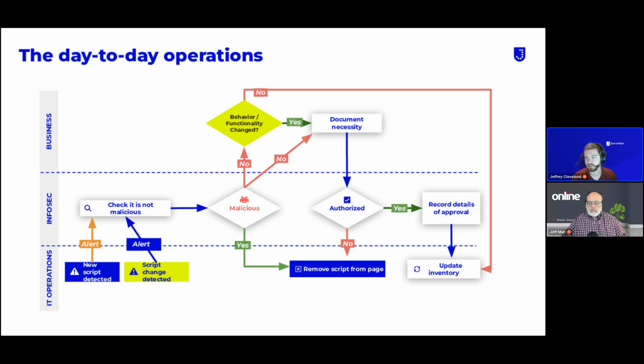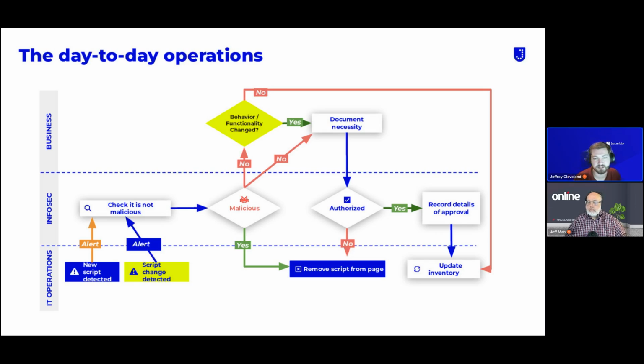And that allows us to document why it's there. And then we can make the decision over in InfoSec, are we going to authorize the script? If not, we need to remove it from the page. If we are, we need to record all of that and then update that inventory in some way. And then the last route I've got is if that behavior hasn't really changed, maybe all we do is update the inventory, right? We don't need to go back to the business to contact them and understand, hey, why is this script here if it really has not changed?